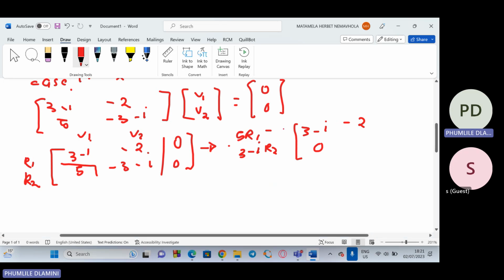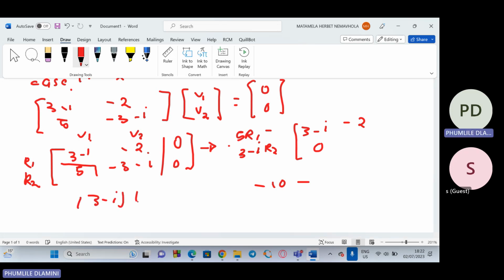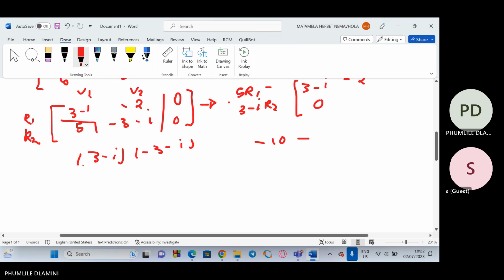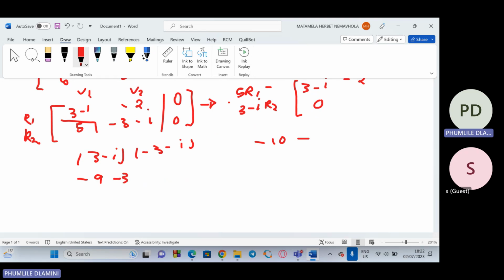But now if we say 5 times minus 2, we know that we are going to get minus 10, as minus 10 minus. Then if we multiply by negative 3 minus i, in brackets, we get 3 times 3 is minus 9. 3 times minus 3i is minus 3i. Then 3 times this one is plus 3i, then plus i squared. What is i squared?